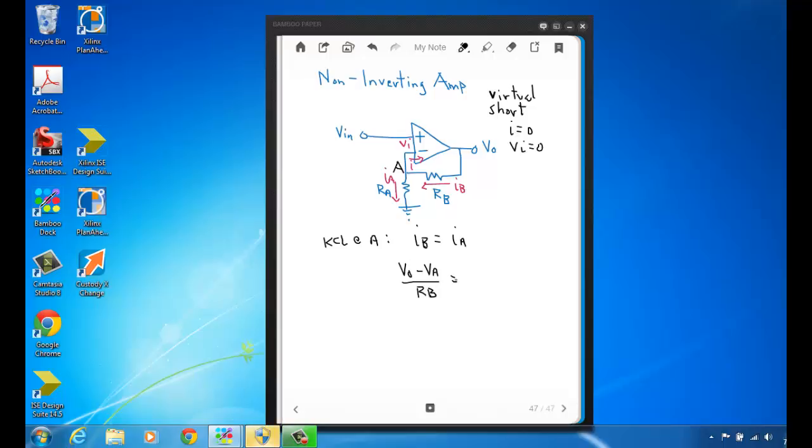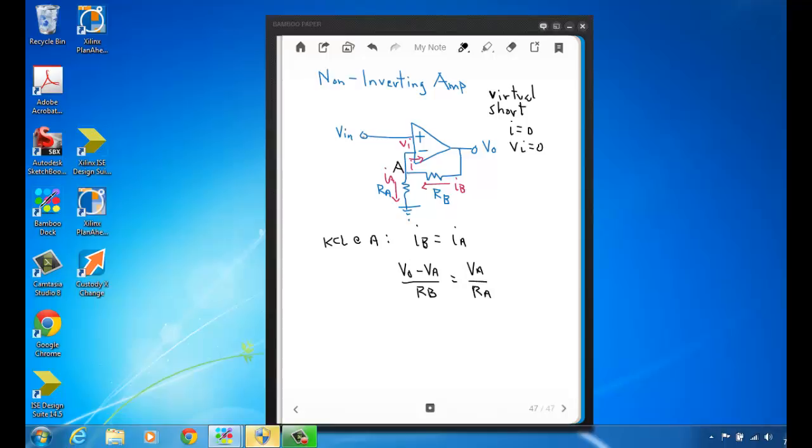and then IA is just VA divided by RA, right? Since the bottom side of RA is connected to ground, which is zero, so VA minus 0 over RA. All right, now look, remember in the inverting amplifier case and also the summing amplifier case, VA was equal to 0 because the voltage across the inputs of the op-amp is 0, and the non-inverting input was grounded in those two circuits.